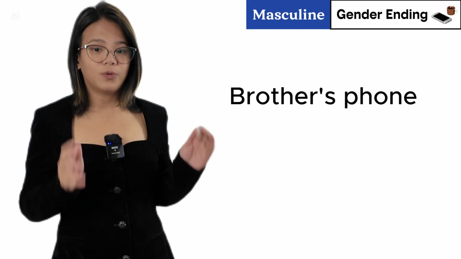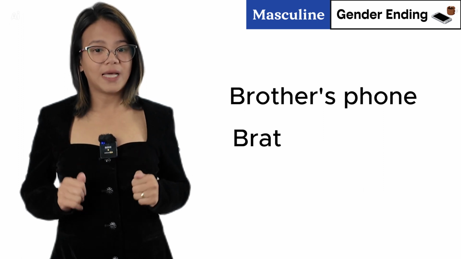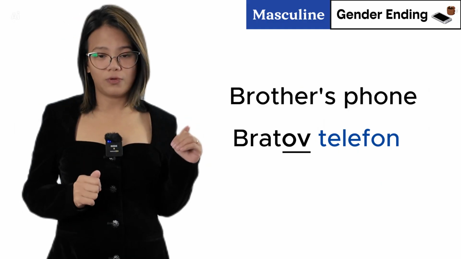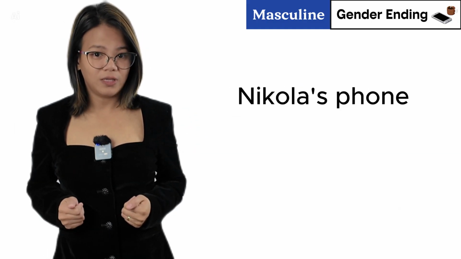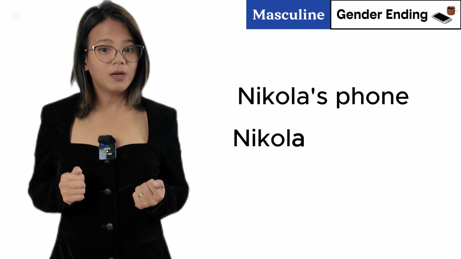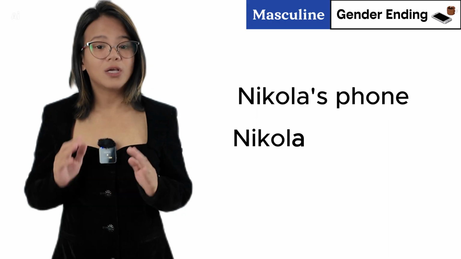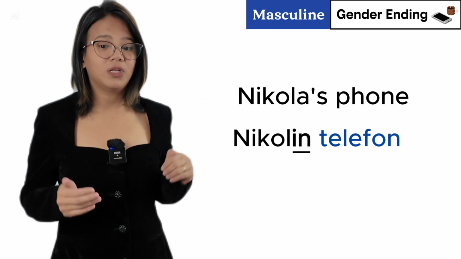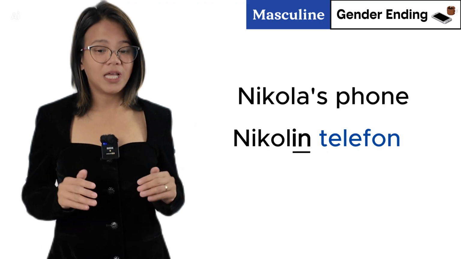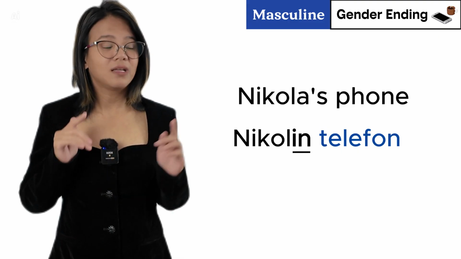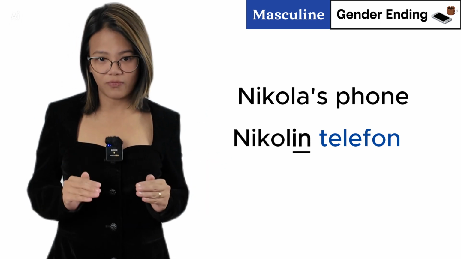Let me give you more examples with telefon. Brother's phone. Brother in Serbian is brat. Brat is masculine, so we add ov. Bratov telefon, brother's phone. What about Nicola's phone? Nicola is a masculine name, but it ends in A. Remember, masculine names ending in A use in. So, it is Nicolin telefon. Even though we use in, the same rule applies. If the noun being possessed is masculine, we do not add anything after in. It stays as Nicolin. Nicolin telefon.